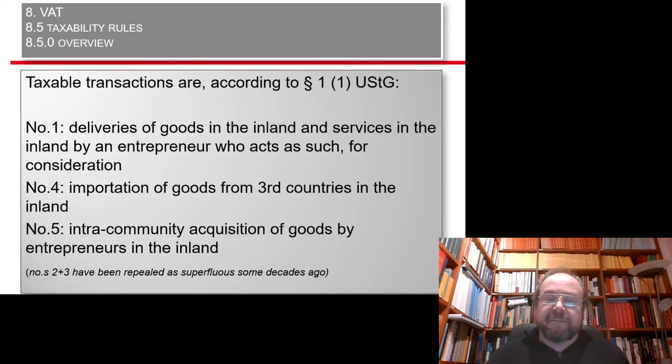And as you see, numbers 2 and 3 are missing in the list. That just goes back to the fact that numbers 2 and 3 became superfluous some decades ago, because jurisdiction and legislation included the former numbers 2 and 3 into the present-day number 1, so that numbers 2 and 3 became superfluous.